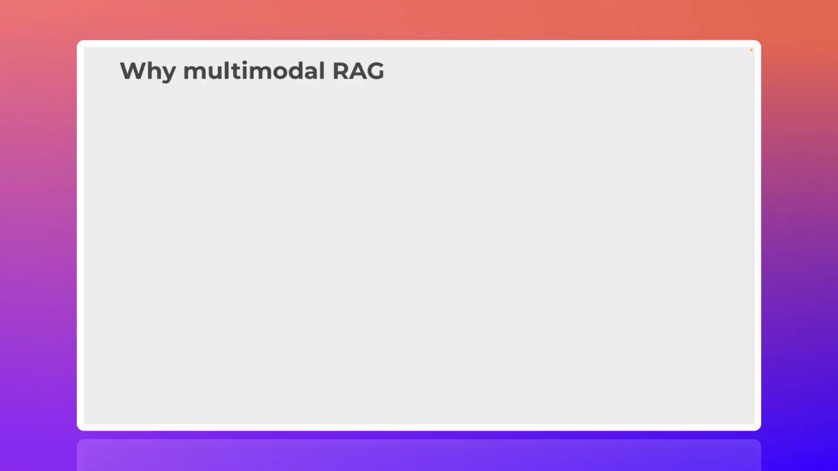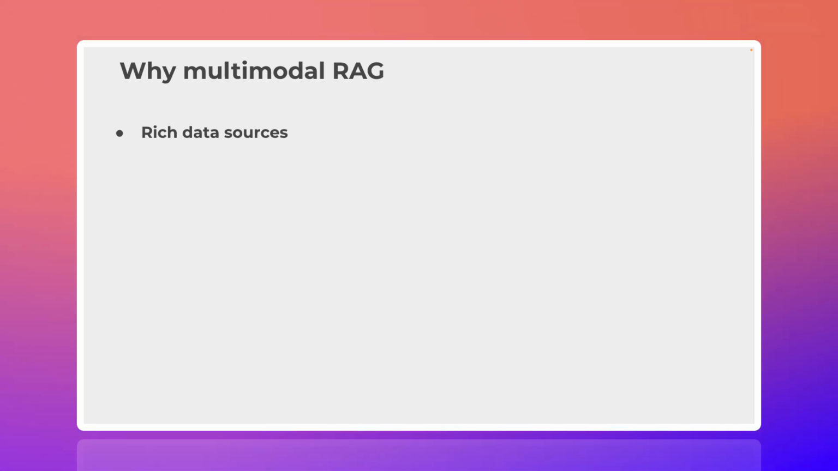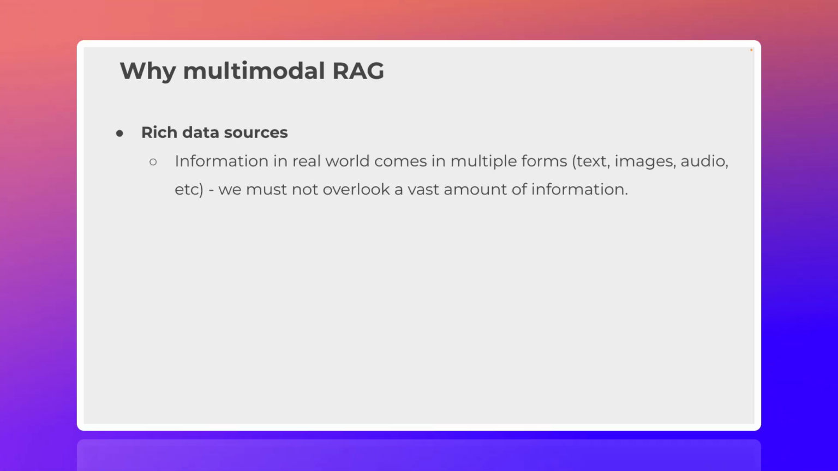Why is that even part of our lingo? Why do we care? For many reasons, as we've seen, but I will reiterate here. When we use a multimodal RAG system, we have richer data sources, right? Because information in the real world, as you know, comes in multiple forms. It's not just text, but it comes with text, images, videos, audio, etc. Limiting a system to only one type of data means we are overlooking a vast amount of information that could be useful. For example, image and video retrieval systems need the ability to interpret and also retrieve visual content in conjunction with textual data.